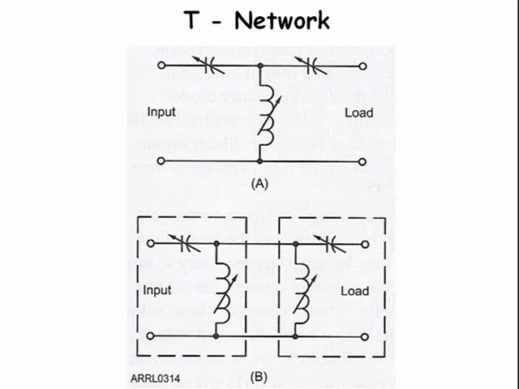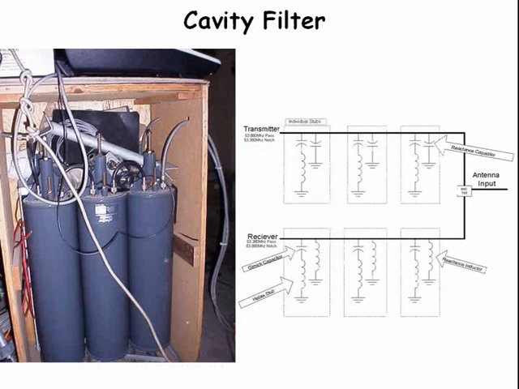The T network is commonly used in antenna coupling equipment because this circuit has lower loss than a pi network. This circuit also acts as a high-pass filter, but provides little harmonic rejection. Cavity filters such as this are used in repeater systems to help isolate the receiver from the strong output signal from the transmitter.